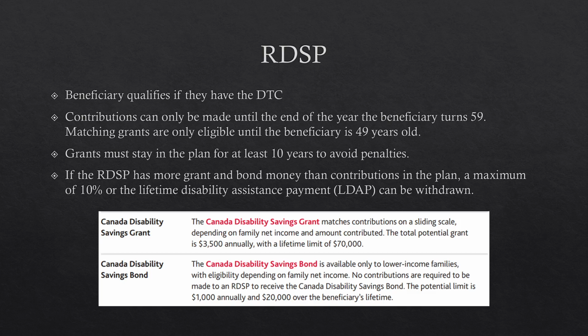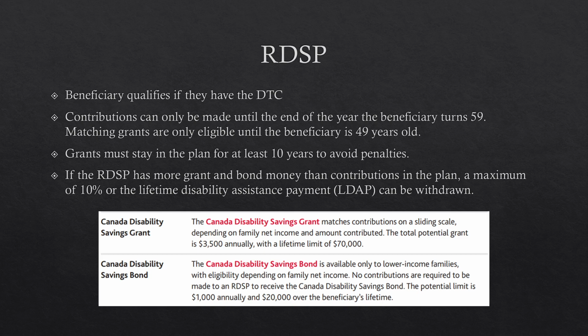There's also the RDSP. So this is an account that isn't used as much, but a beneficiary qualifies for the RDSP if they have the disability tax credit. And so contributions can only be made in this account until the end of the year the beneficiary turns 59, but matching grants are only eligible until the beneficiary is 49 years old. And so the grants on the bottom, you can see the Canada Disability Savings Grant. So it matches contributions on a sliding scale depending on the family net income and amount contributed. The total potential grant is $3,500 annually with a lifetime limit of $70,000.